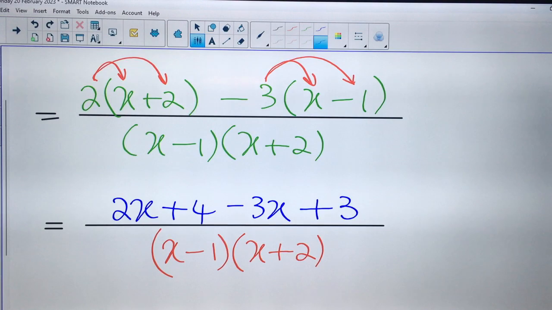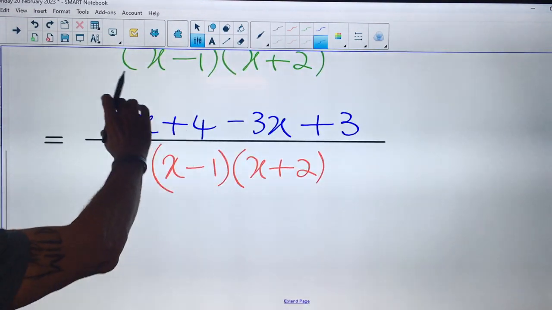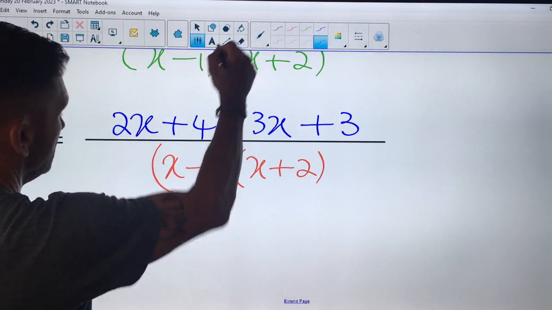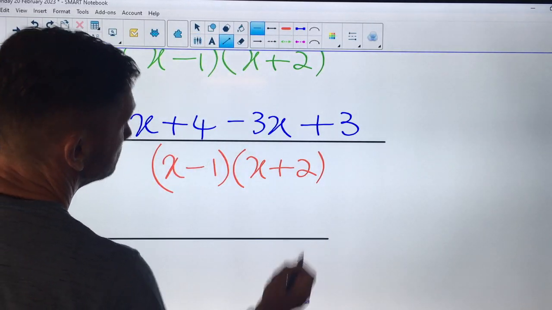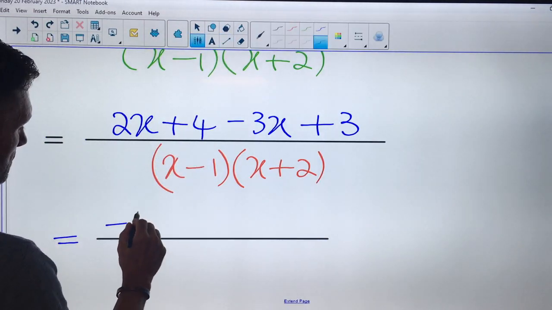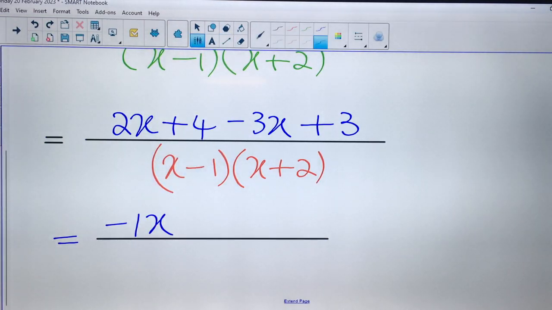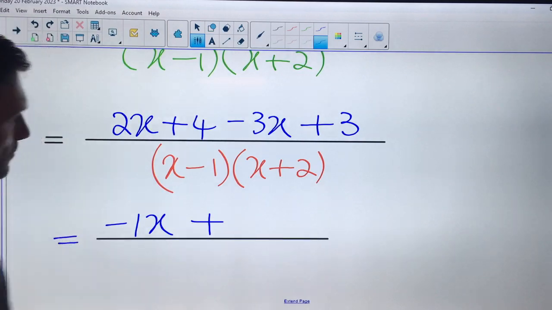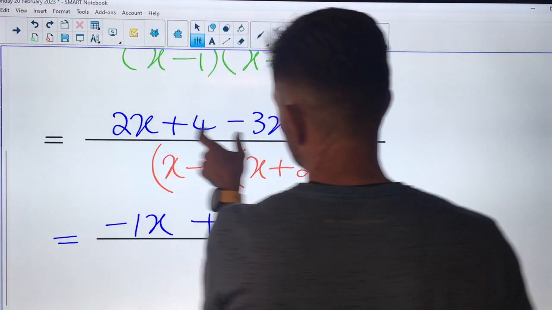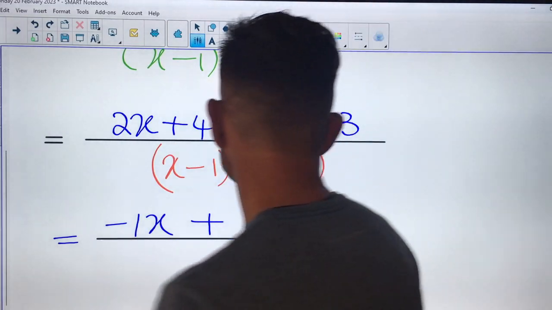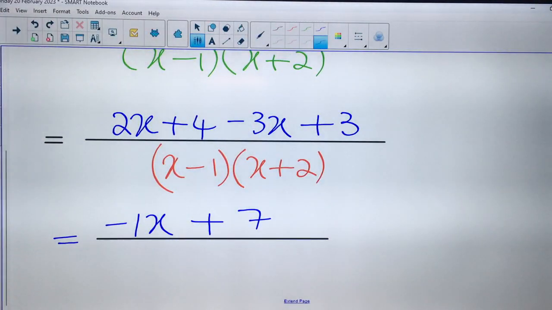Now we have to check for like terms. What are like terms here on top? 2x and minus 3x. What is 2x minus 3x? Negative 1x, I agree with that. Or just negative x is also fine. And 4 plus 3? So is it 4 minus 3? No. There's a plus in front of you and there's a plus here. Oh, 4 plus 3. That is 7.